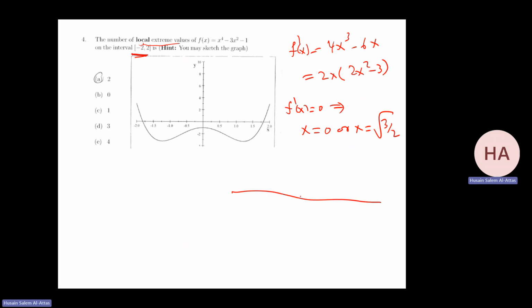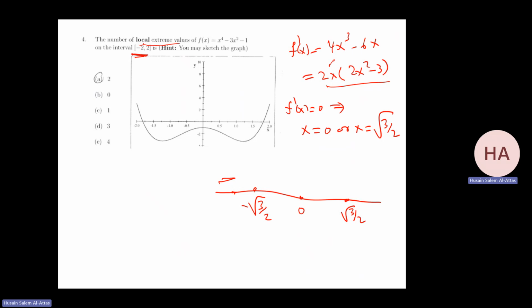We'll put the number line. This is 0. I have minus square root 3 over 2 and square root 3 over 2. And this is my function. Okay, take a value before minus square root 3 over 2. We'll take minus square root of 2. Or yeah, it will be negative. This is positive, so that is a negative.